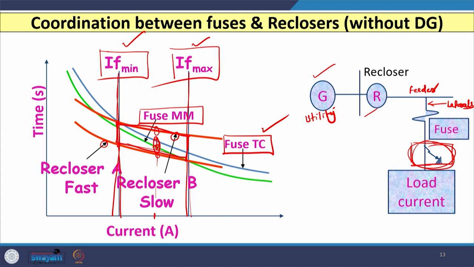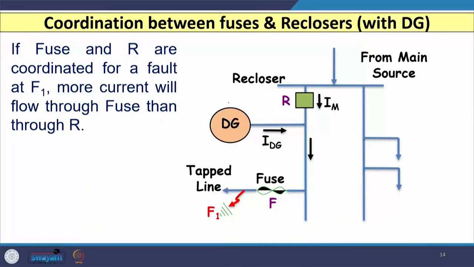So, this is how the coordination is carried out between recloser and fuse, but one very important point is that we have not connected any distributed generators or any distributed energy resources. Now, the question comes, as and when I connect the distributed generators, the scenario will be different. Here you can see I have connected this DG, I have considered the same feeder; this is my lateral and this is my feeder 1 and this is my feeder 2.